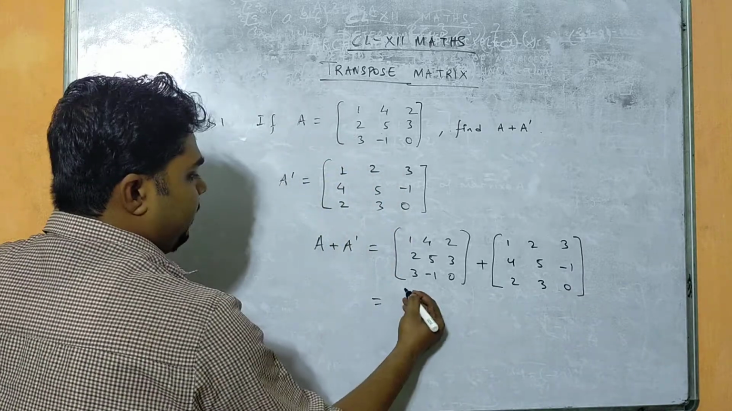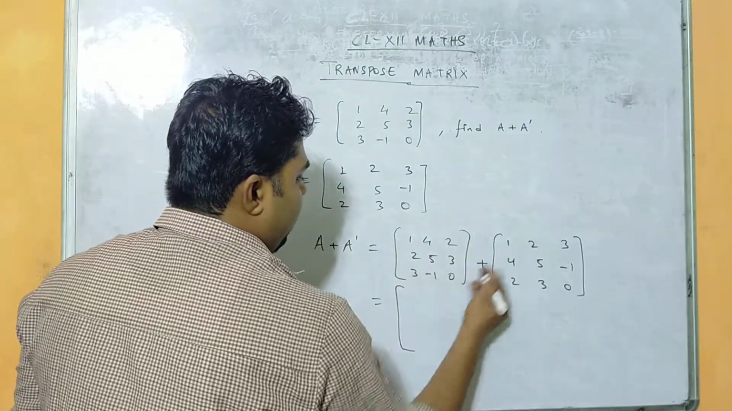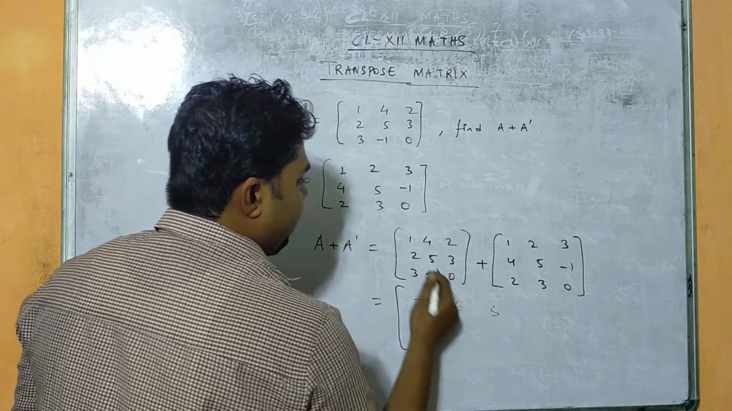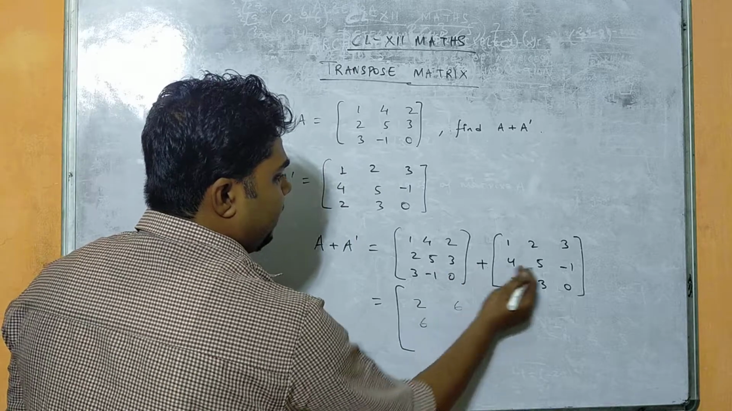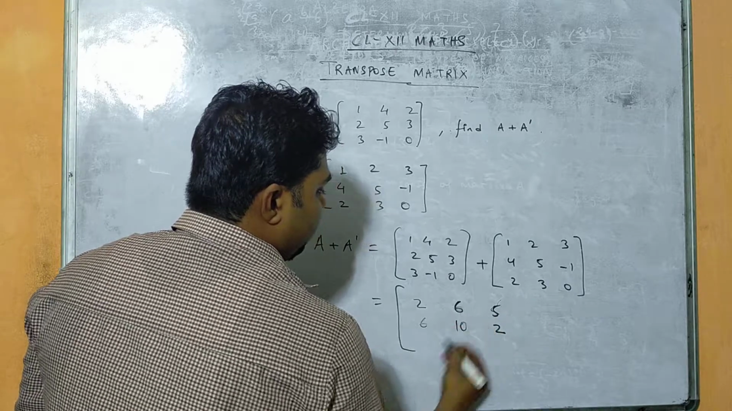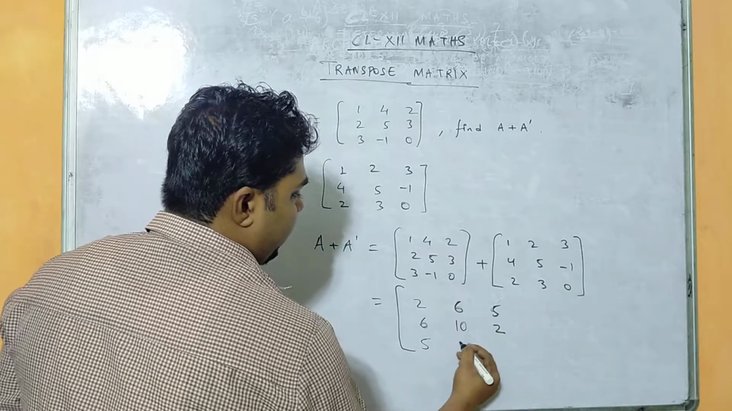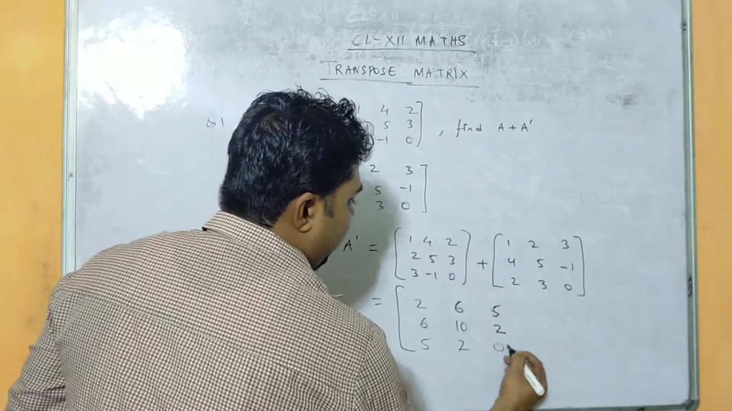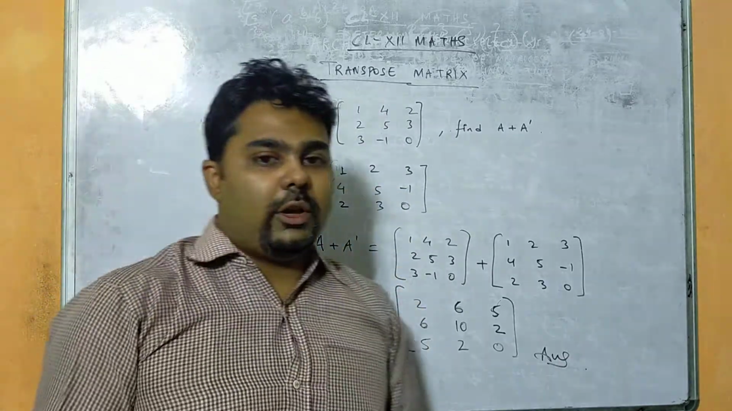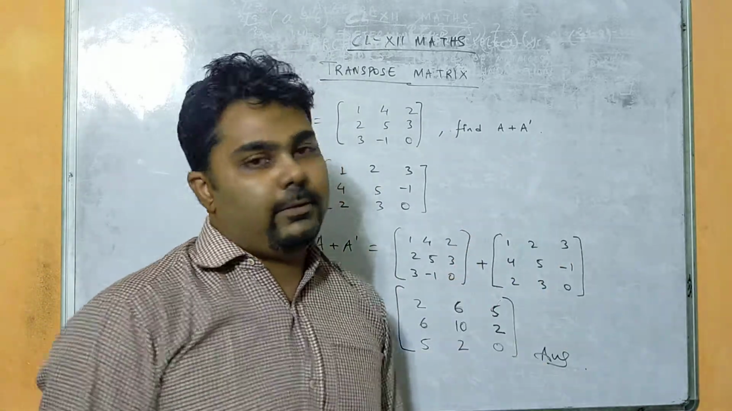Now when you add these matrices, this addition of matrices I have taught in my previous class. 1 plus 1 is 2, 4 plus 2 is 6, 2 plus 3 is 5, 2 plus 4 is 6, 5 plus 5 is 10, 3 minus 1 is 2, 3 plus 2 is 5, minus 1 plus 3 is 2, and 0 plus 0 is 0. So this is our required answer, right? So this is how we transpose a given matrix, and we have to see what we have to find. We have to find A plus A dash here.